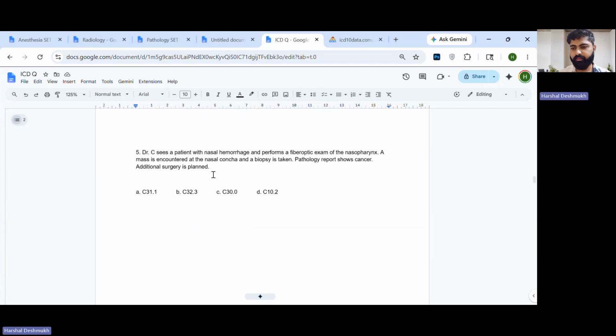Question number 5. Dr. C sees a patient with nasal hemorrhage and confirms with a fibro-optic exam of the nasopharynx. A mass is encountered at the nasal concha and a biopsy is taken. Pathology report shows cancer. Additional surgery is planned.